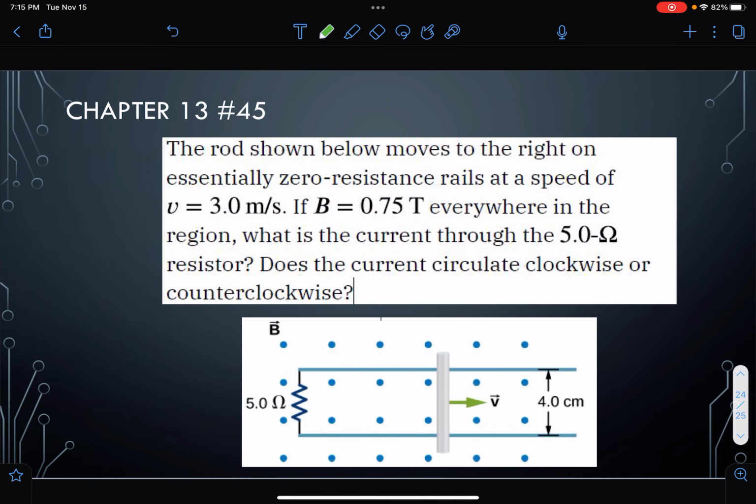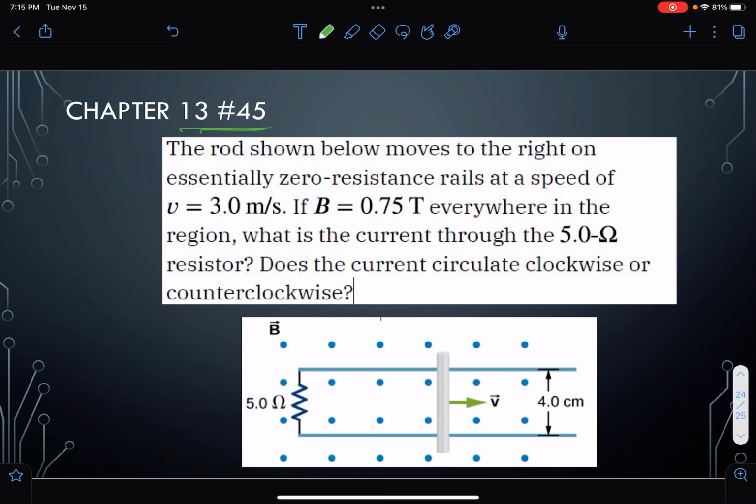Okay, last question, and this one is a multiple part one. Once again from your textbook, number 45. This looks very similar to one of the Expert TA ones. I think the numbers are different, but I'm not sure. Okay, so what we've got going on here, and I'm going to run out of room, so I may switch back and forth. The rod shown below moves to the right on essentially a zero resistance rail.